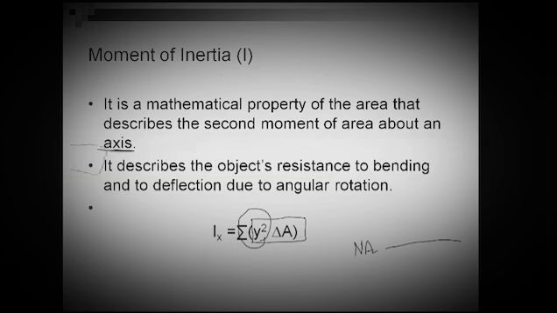So this is basically to get your head wrapped around how the definition, the text, translates into this mathematical operation. When you read a definition, it helps you understand it a little bit. But now let's move on to say, what does this tell us? What does it describe? It describes the object's resistance to bending and deflection due to angular rotation.